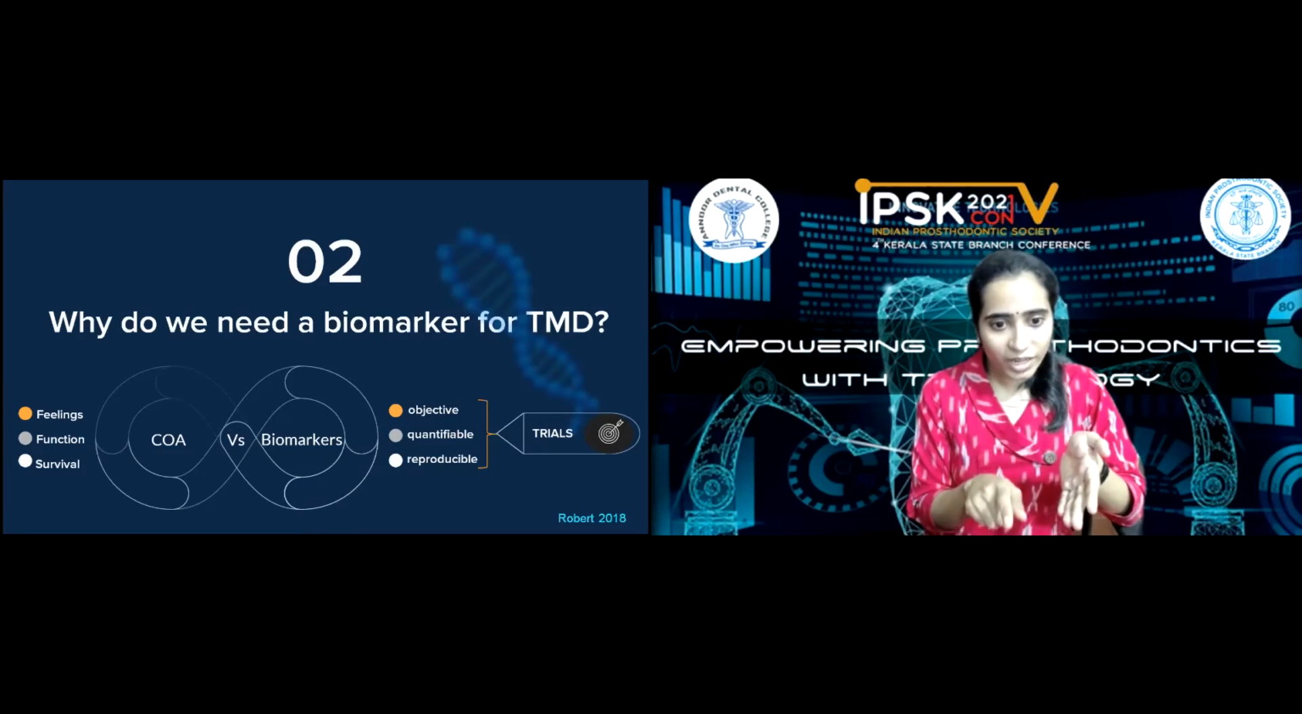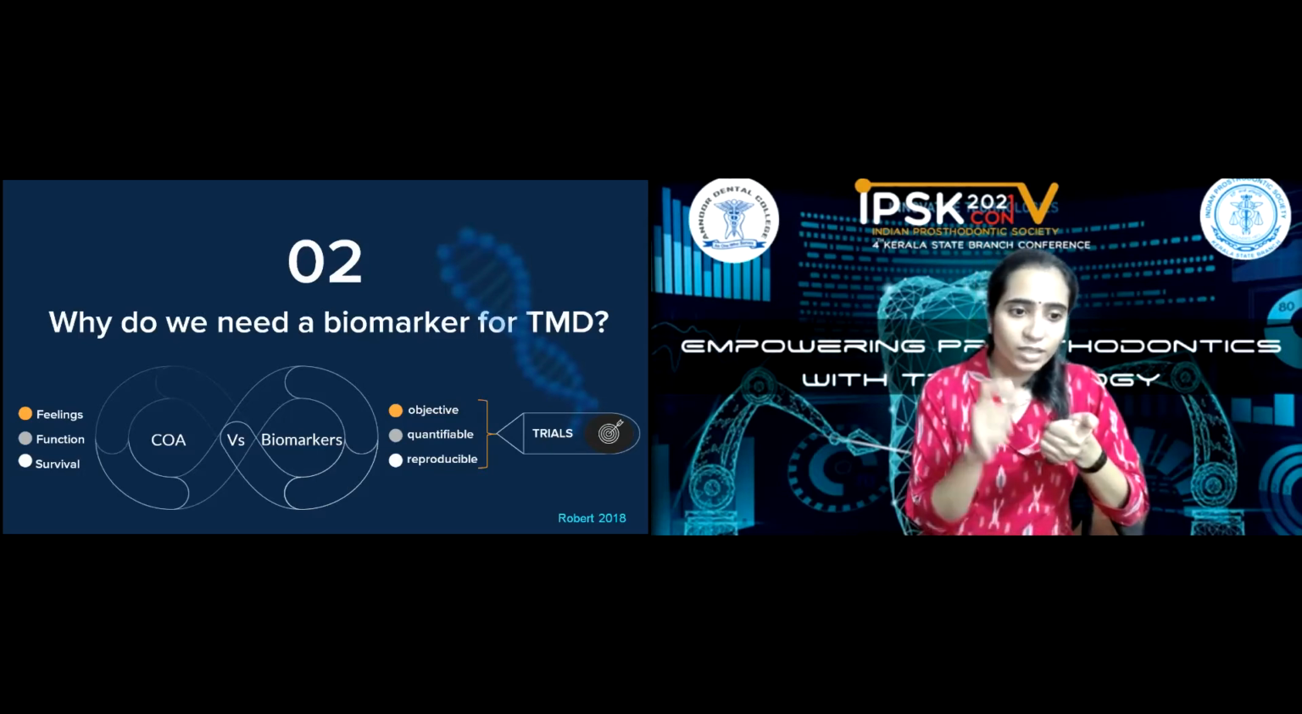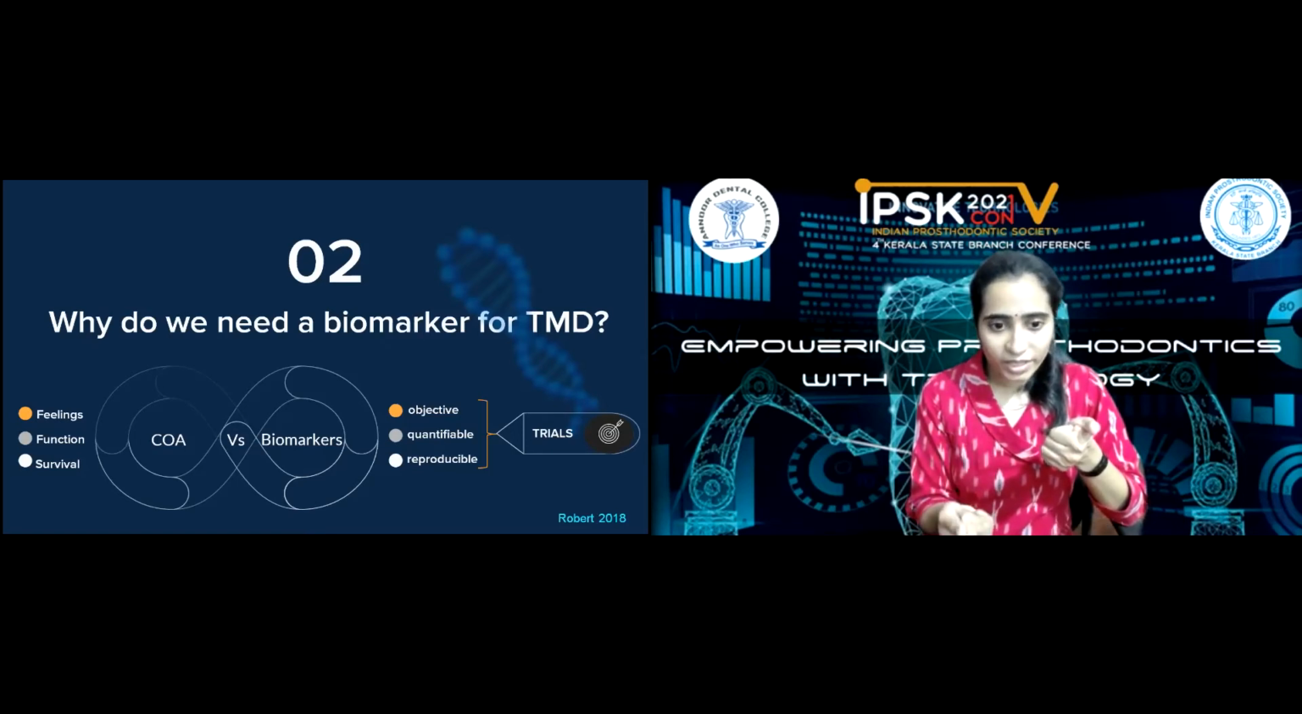So that is why this affects the randomized controlled trials or studies which are done on TMD. The data that is retrieved from these trials are not valuable because they are not quantitative. They are qualitative analysis based on patients' remarks. But biomarkers, in that case, are very objective, they are quantifiable, they give you a number or a quantity in which it is present, and it can be reproducible.